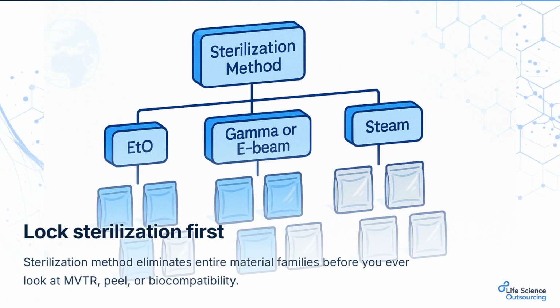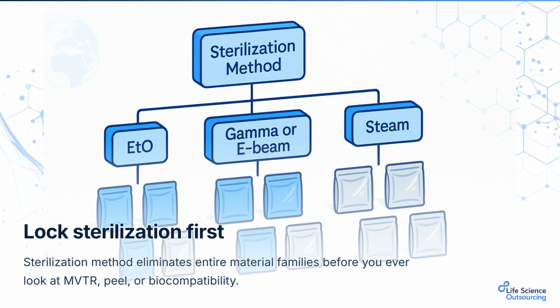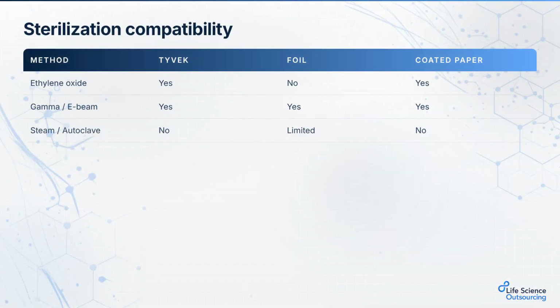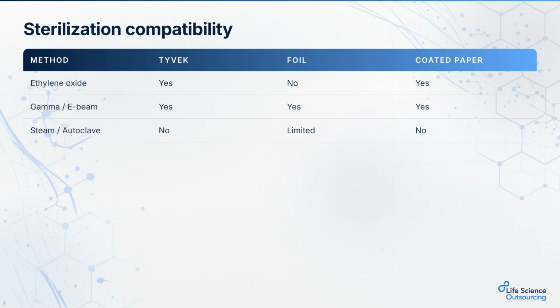Here is the fastest way to narrow the decision. Lock your sterilization method first. The material and sterilization compatibility matrix is not symmetric, and knowing your method eliminates entire families before you evaluate anything else. Ethylene oxide requires a porous header, Tyvek or coated paper. Foil is out because it blocks sterile ingress.